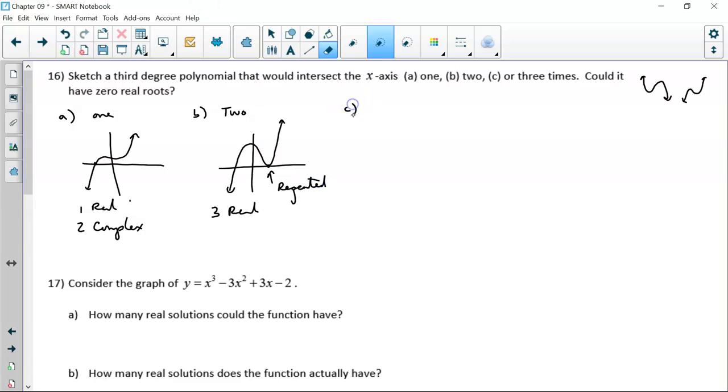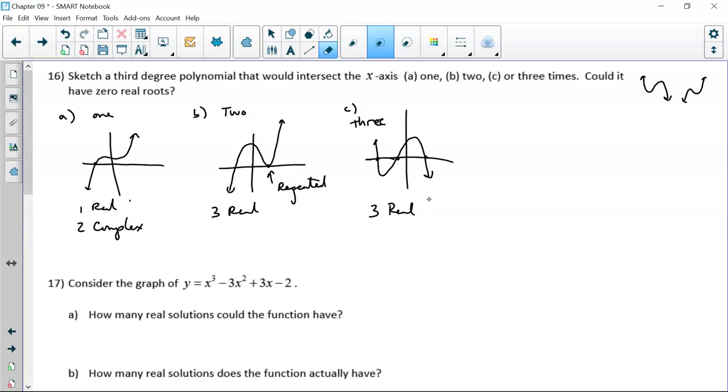And then for part C, where it intersects 3 times, we'd need 3 separate x-intercepts. So that would be 3 distinct, and once again, 3 real solutions.